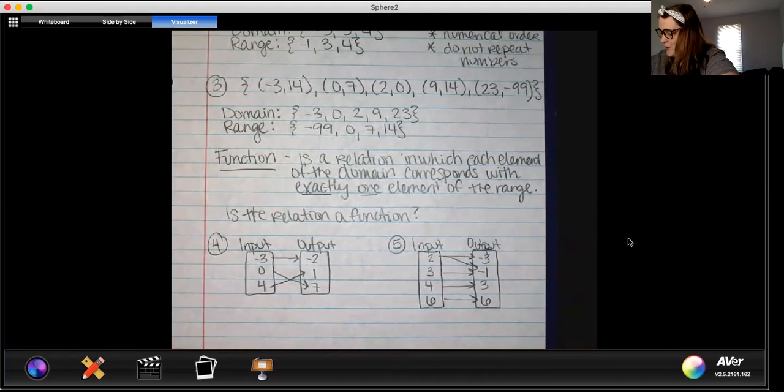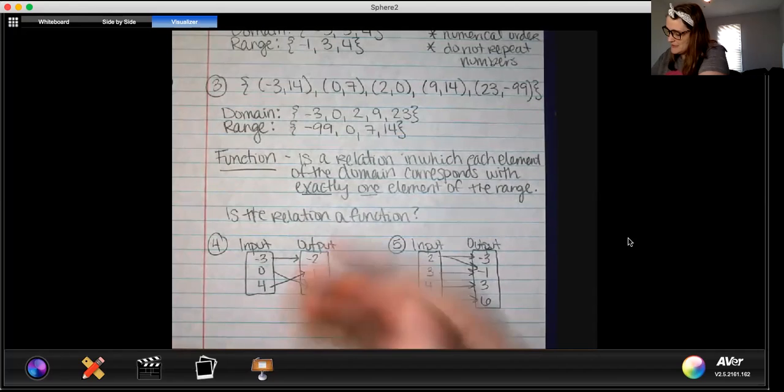Let's talk about it. So a function is a relation, so it's a set of ordered pairs, in which each element of the domain, or the x values, corresponds exactly with one element of the range. So for number 4, is this a function? Does every element of the input, or the domain, correspond with exactly one element of the range, or the output? The answer is yes. This is a function.